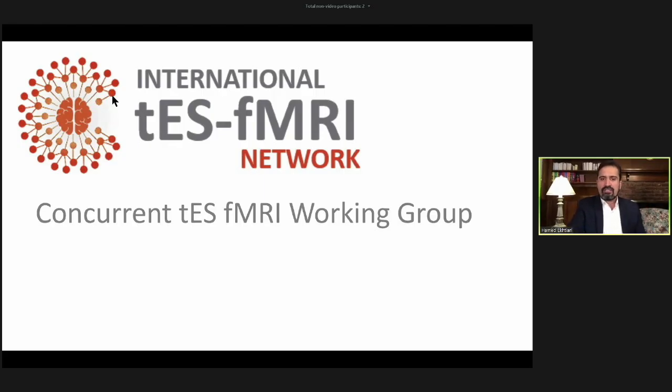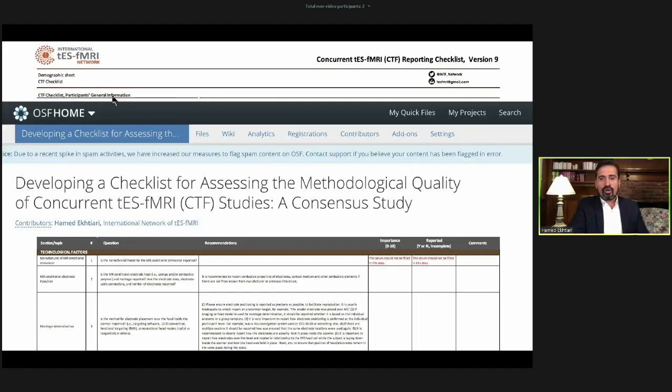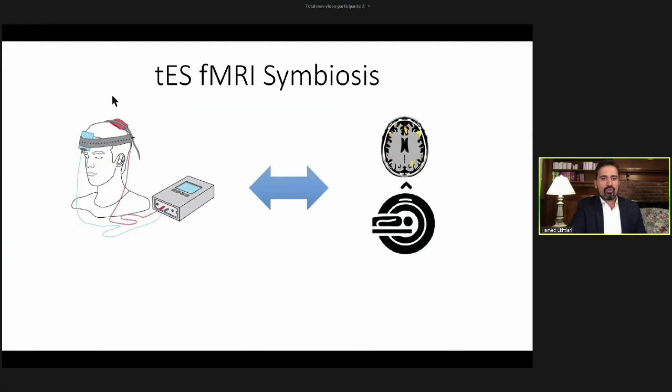So we made a collaborative network of labs interested in working on concurrent TES-fMRI, and we developed a methodological checklist of the details you need to pay attention to when you want to run a trial of that quality. Those who are interested can find the checklist on OSF. You can just search for it. There are some details inside, and those who are interested in collaborating can send us an email, and we will definitely be happy to help.